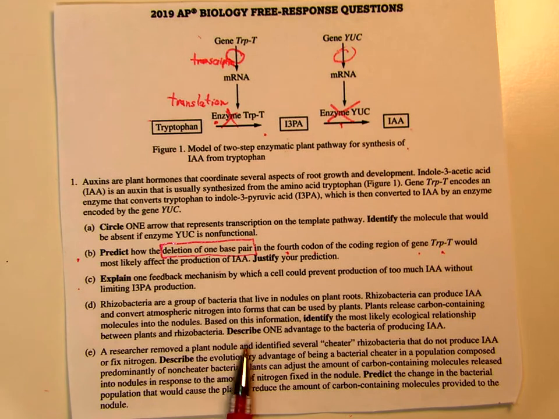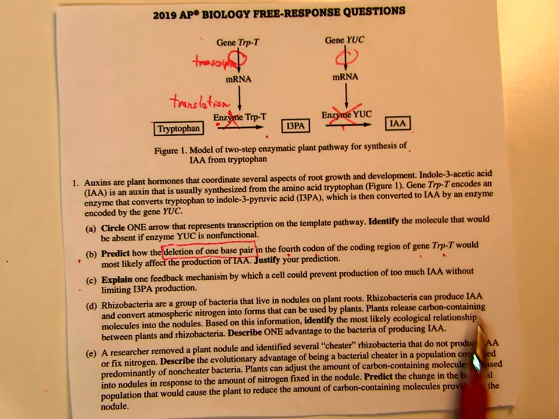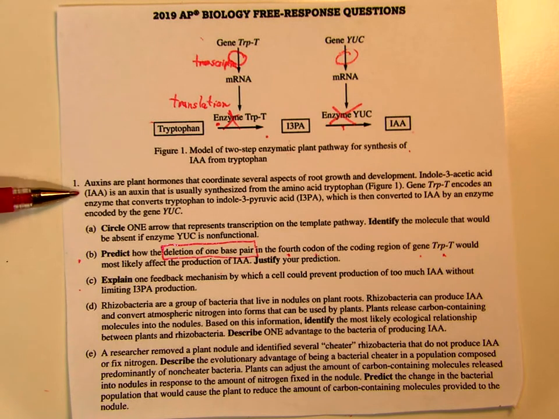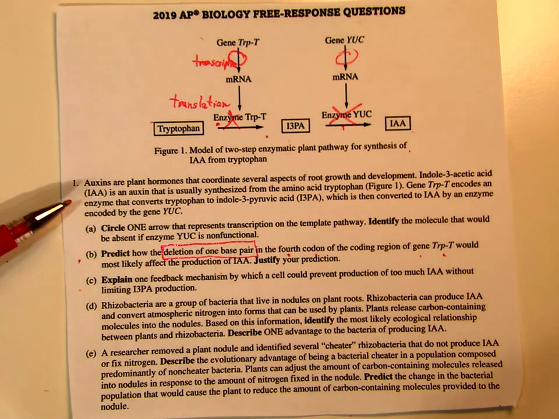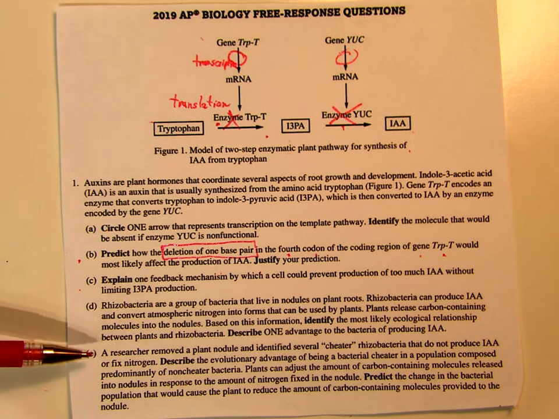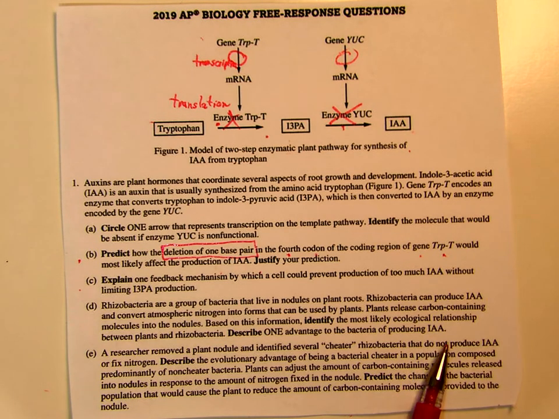Describe one advantage to the bacteria of producing IAA. Okay, so when the rhizobacteria produce IAA, how does that help the bacteria? Bacteria don't need IAA. What does IAA do? Well, if you go back to the beginning, the stem of the question, IAA stimulates the growth of plants. So how do rhizobacteria benefit? Well, by producing IAA, they're stimulating the growth of the plant that they're getting their food from.